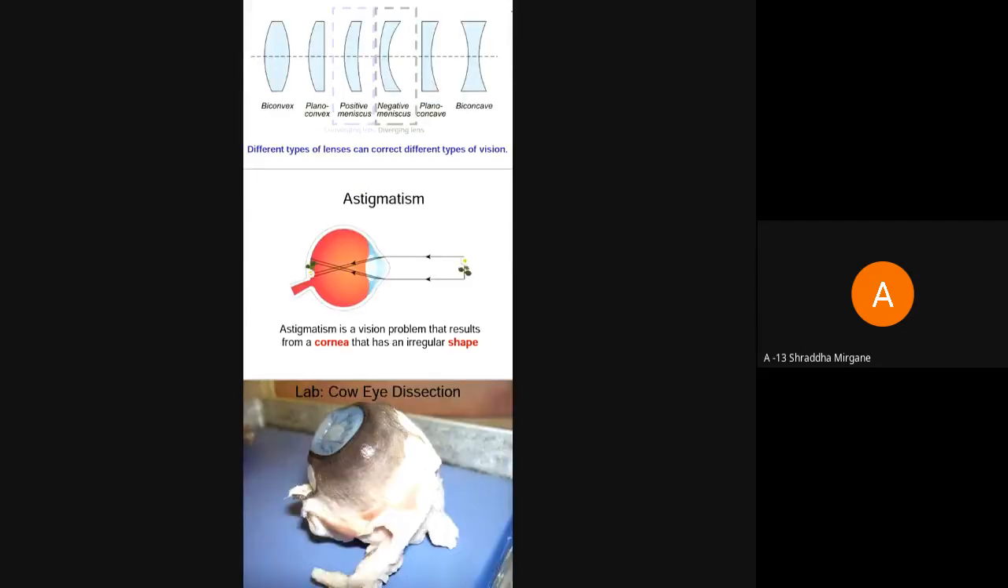Okay, so as we see here, it is a human eye. Our human eye can look like this. It is a real image of an eye. Okay, so it is similar to our human eye. Sorry, it is the eye of a cow, but it is similar to the human eye.